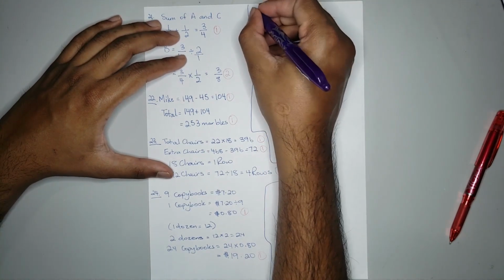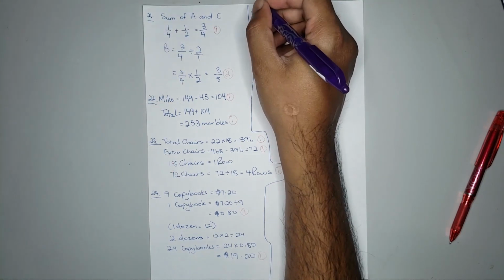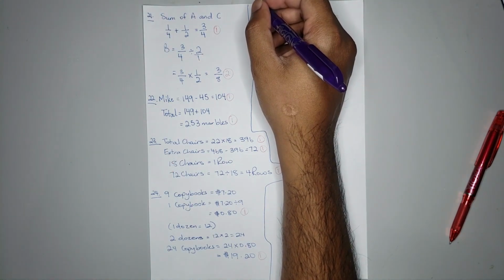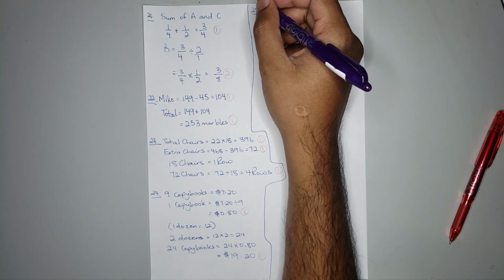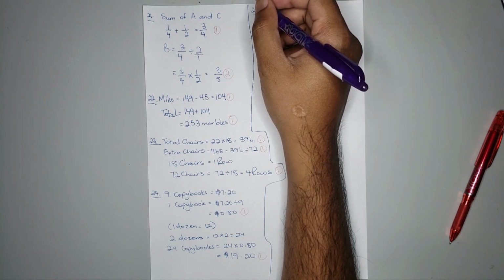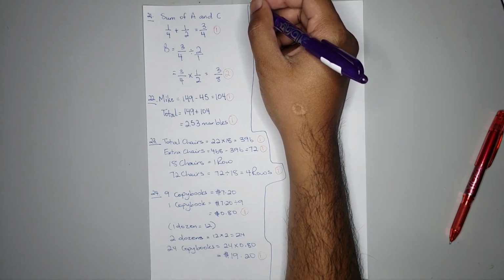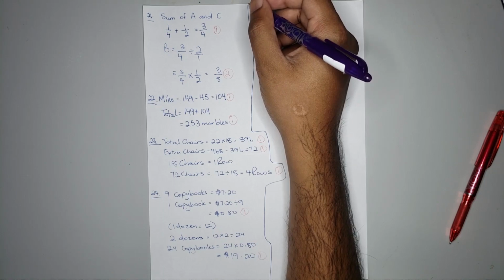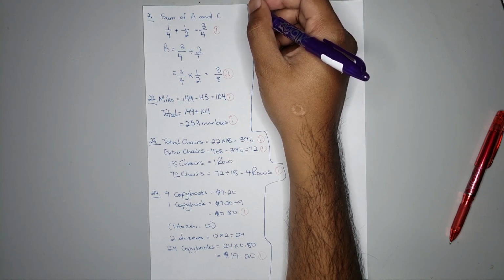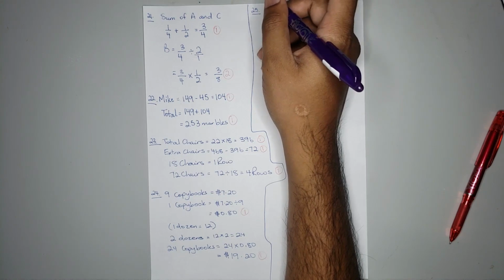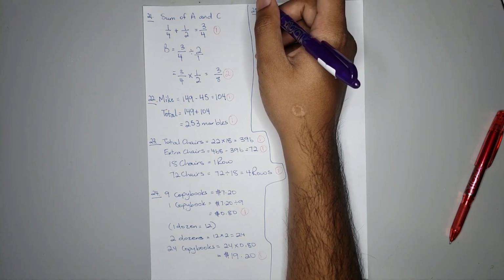Moving on now to number 25. Number 25 states, there were 399 children at a water park. 39 girls left by midday. The number of boys was then twice the number of girls. How many girls were there before midday?